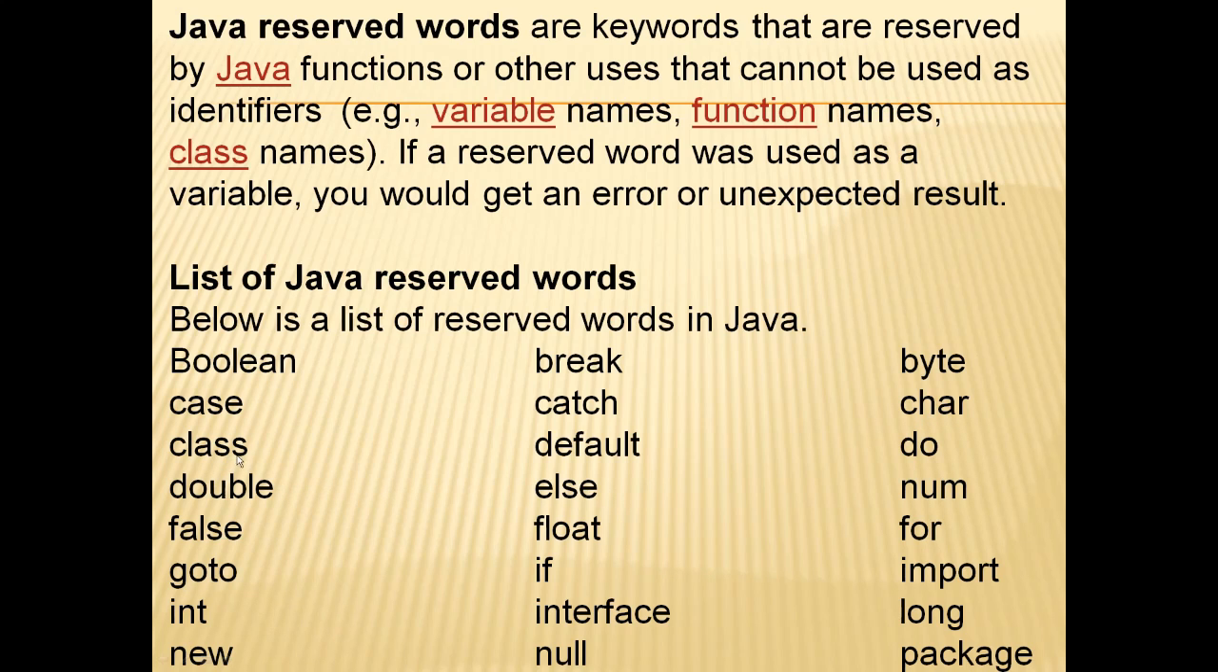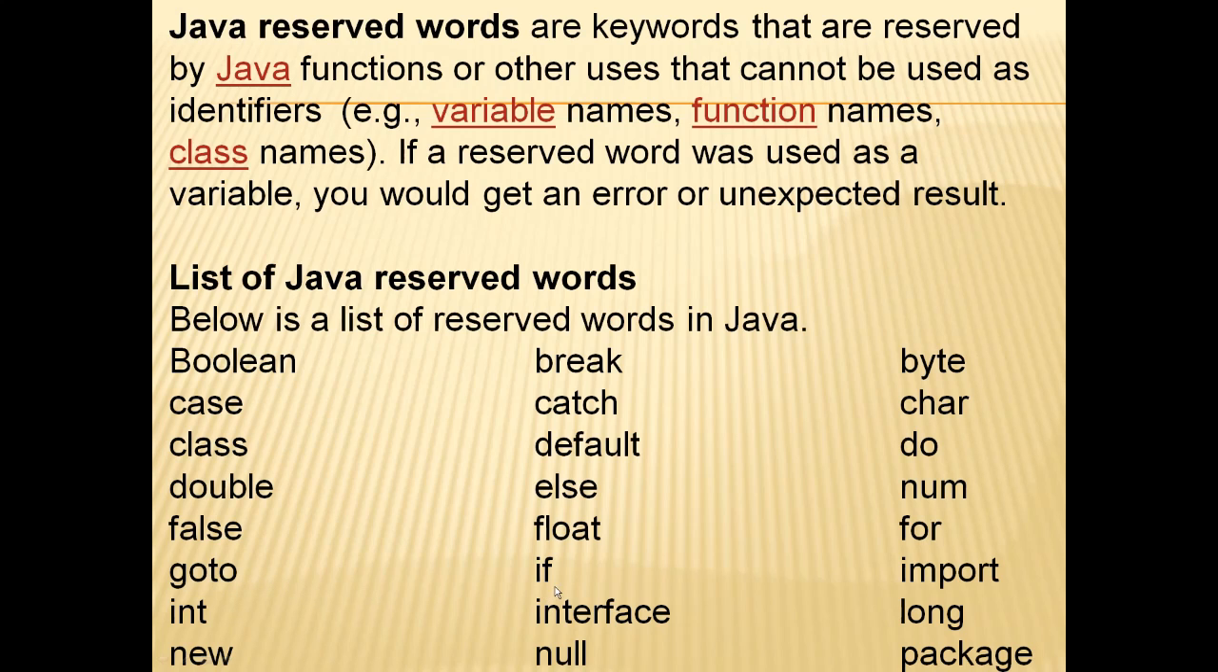Class, this is the name of the class. Default is also used in programs. Do is used for a loop. Double is used for data types; the data type which is written in decimal is known as the double data type. Else is also used in a loop. Num is for a number. False, true, false. Float is a fraction value. For is a loop. Go to is for the next statement.